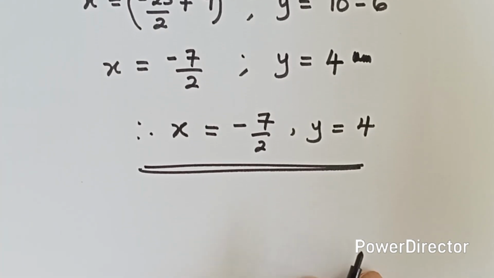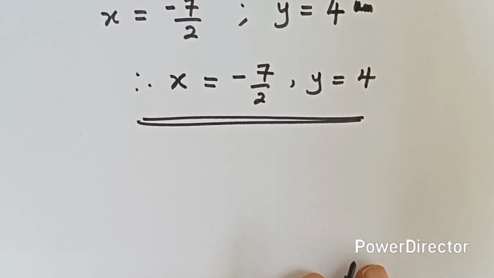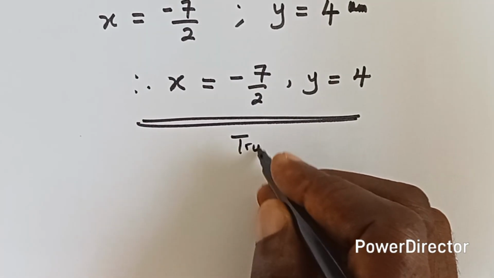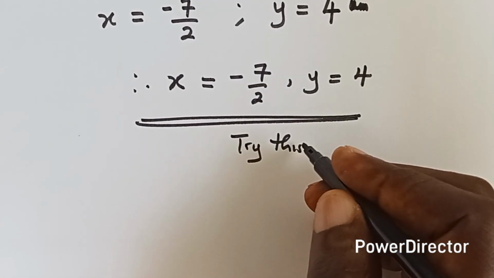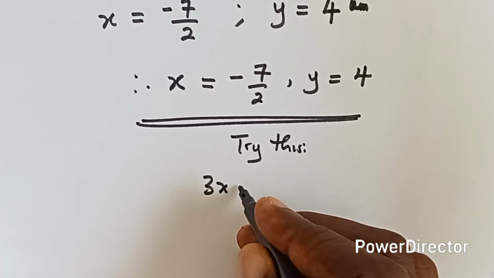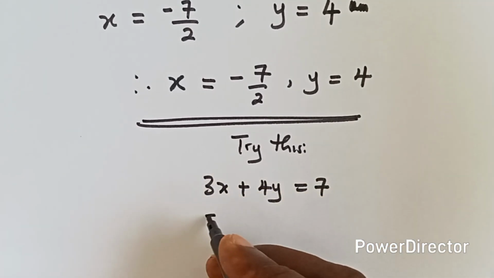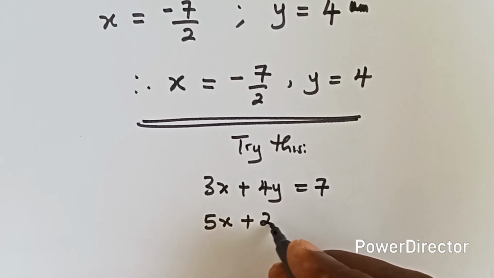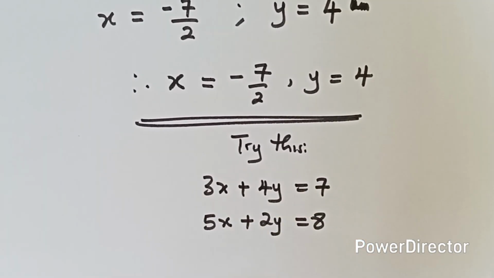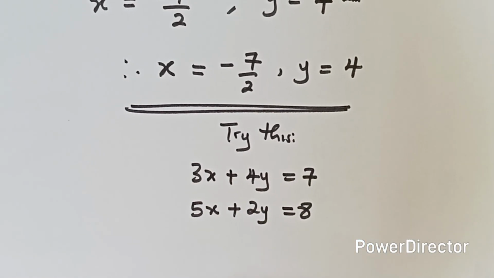Now let's solve something similar to that. Let's try this. We have 3x plus 4y equals 7, and 5x plus 2y equals 8. So let's solve for x and y using matrices, strictly matrices.